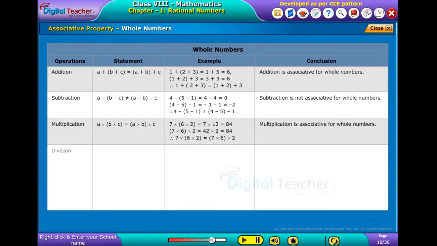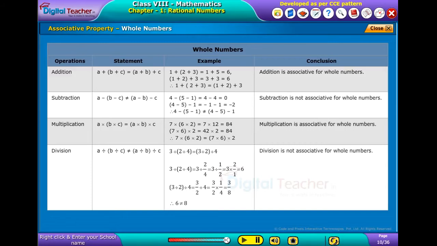Under division, it states that the quotient obtained by the division of three whole numbers is not the same if the order of the numbers is changed. For example, when 3 is divided with 2 by 4, we get 6. And when 3 by 2 is divided with 4, we get 3 by 8. So, 6 is not equal to 3 by 8. It concludes that division is not associative for whole numbers.